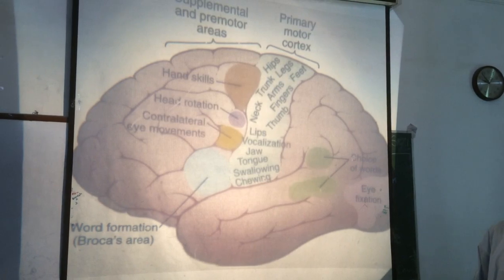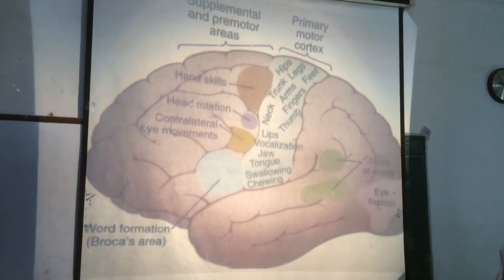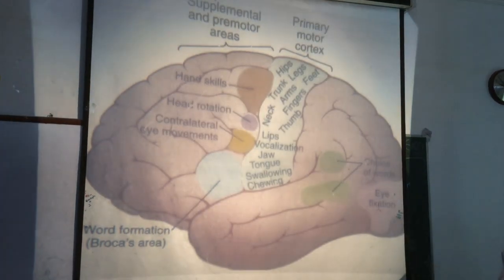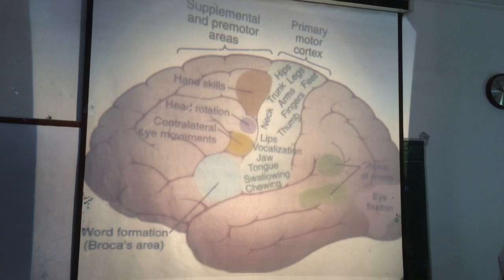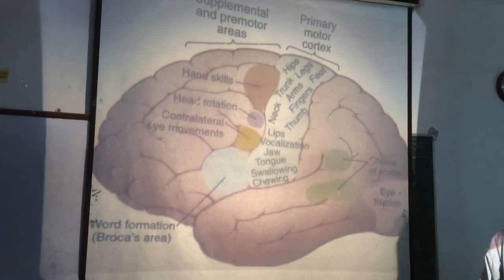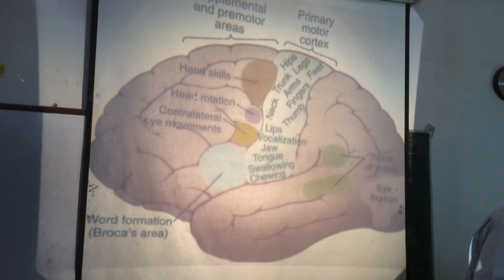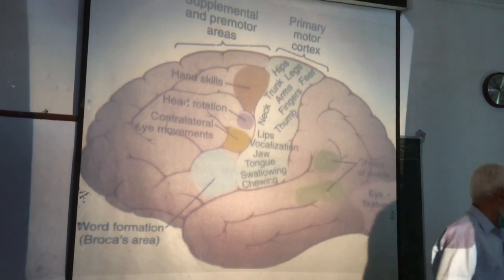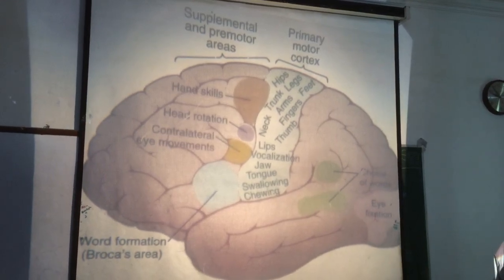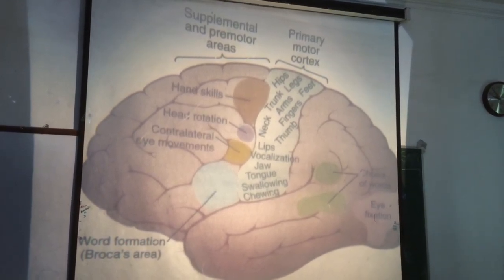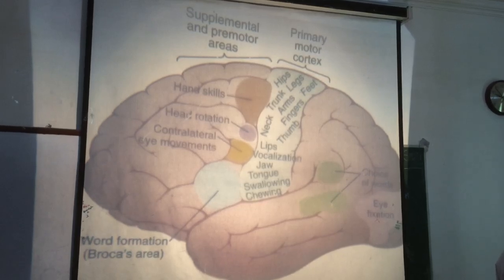Last time we discussed sensory areas in the cerebral cortex. Today, motor areas in the cerebral cortex. Now, what are the methods of investigation of the motor areas? How did we investigate the motor areas?